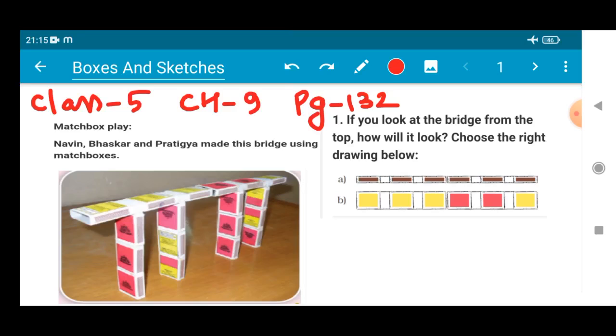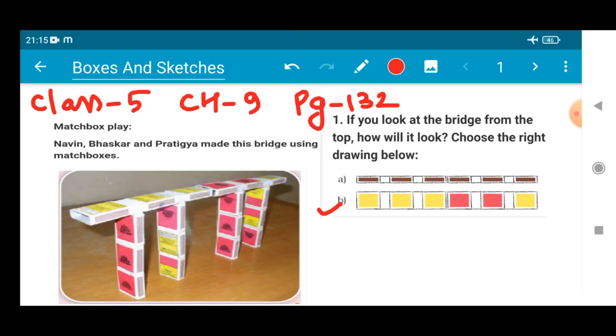The question here, number one: if you look at the bridge from the top, how will it look? There are two options given, A and B. According to the figure, option B will be correct.